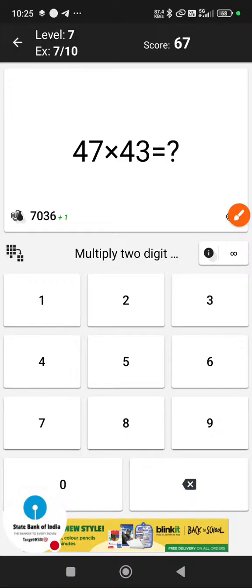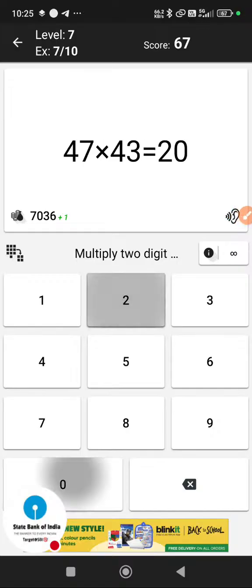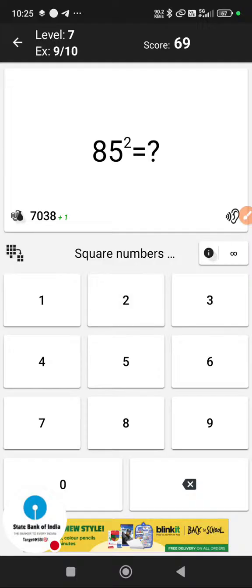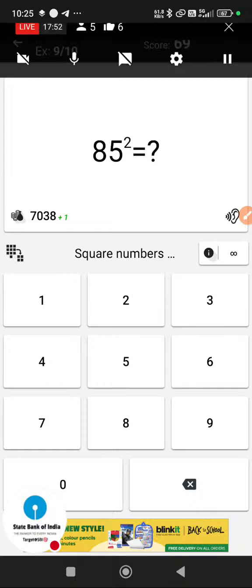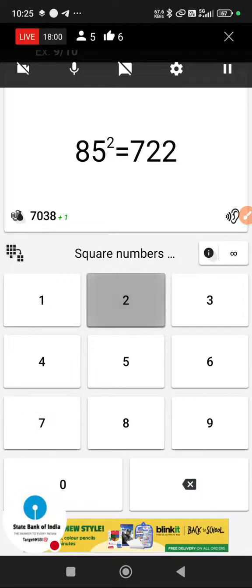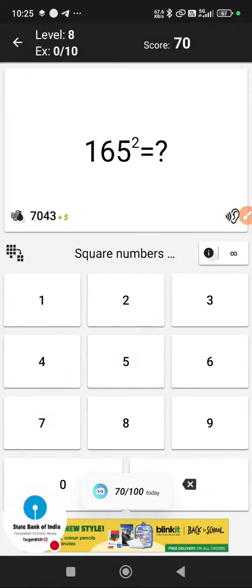Okay, next question. This will be 5 4 times 20 and 21. 0 0 cancel. 2 6 times and 2 times 85 square. 85 square. 7225. Right answer 7225.